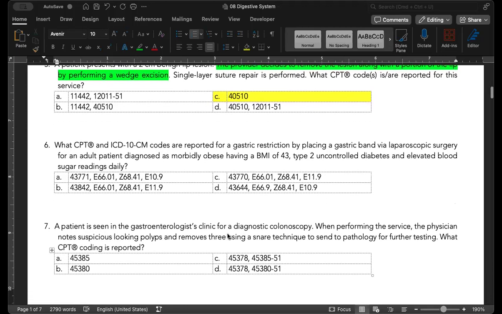So let's do number 6. What CPT and ICD-10 codes are reported for a gastric restriction by placing a gastric band via a laparoscopic surgery for an adult patient that's diagnosed as morbidly obese, having a BMI of 43, type 2 uncontrolled diabetes, and then elevated blood sugar readings daily. So where do you guys want to start?